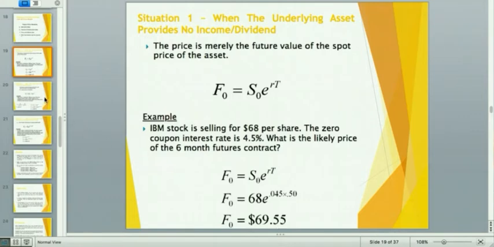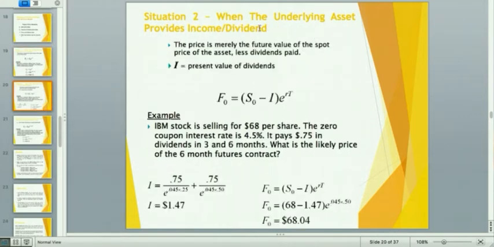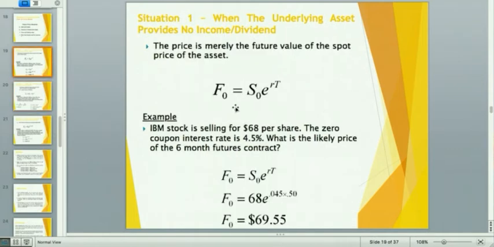Let's move on to your next situation, when the underlying asset provides income or dividend. When there is a component of dividend, there's a little tweak in the formula. What is the tweak? The only thing that is different is that we have deducted the dividend payment or the income from the spot price. You look at the formula that we had.